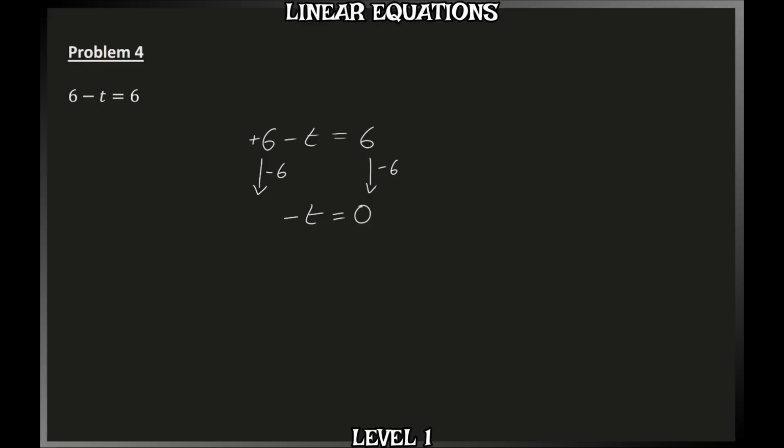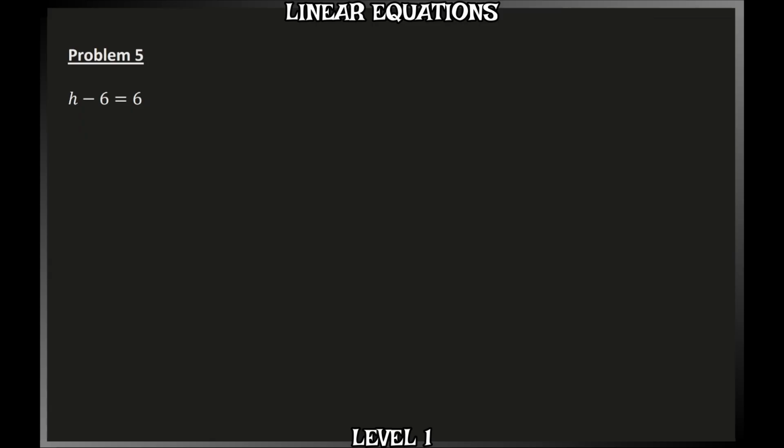However, more formally, the minus in front of the t means it's being multiplied by minus 1, and the inverse of multiplying by minus 1 is dividing by minus 1. And so if we divide both sides of our equation by minus 1, we get to the answer that we mentioned a few moments ago, which is t is equal to 0.